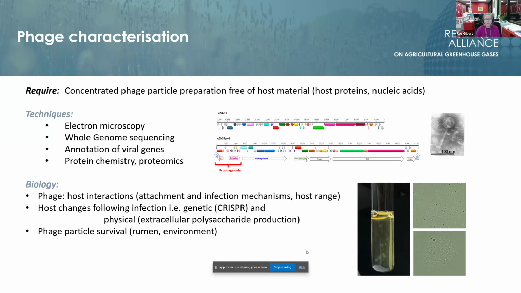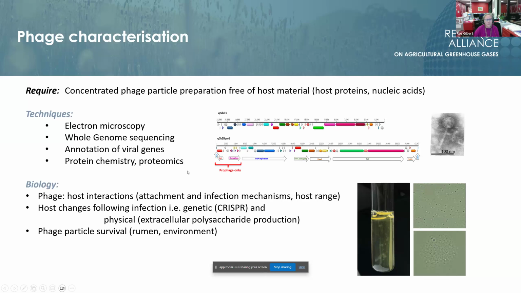The annotation of viral genes may take a bit of detective work. At the end of the day, as COVID showed us so nicely, viruses are very prone to mutation. DNA viruses are not as bad as RNA viruses, but you may have to do more protein homology to annotate your genes than nucleic acid homology. And once you've got your free phage particles, you can do protein chemistry, proteomics, etc.